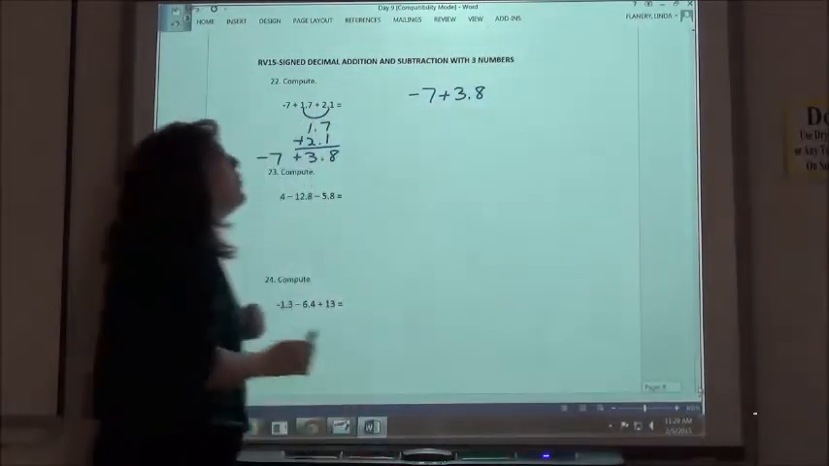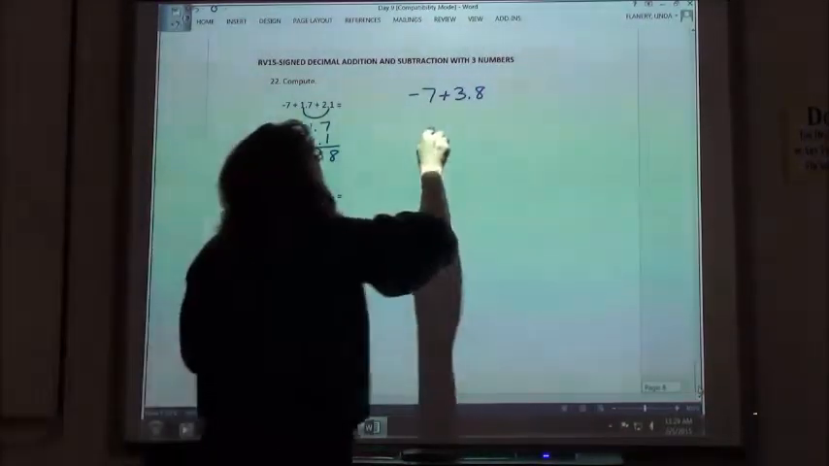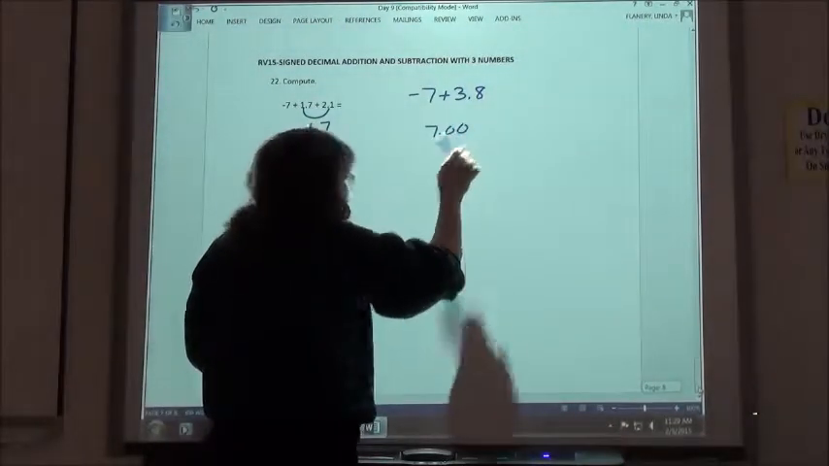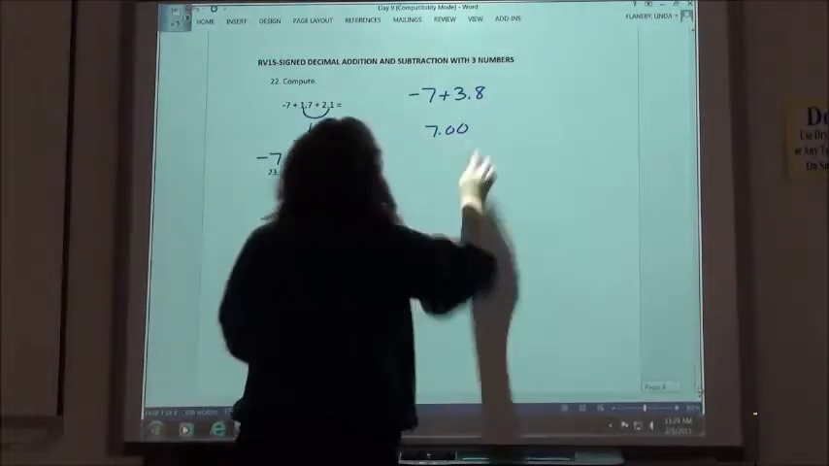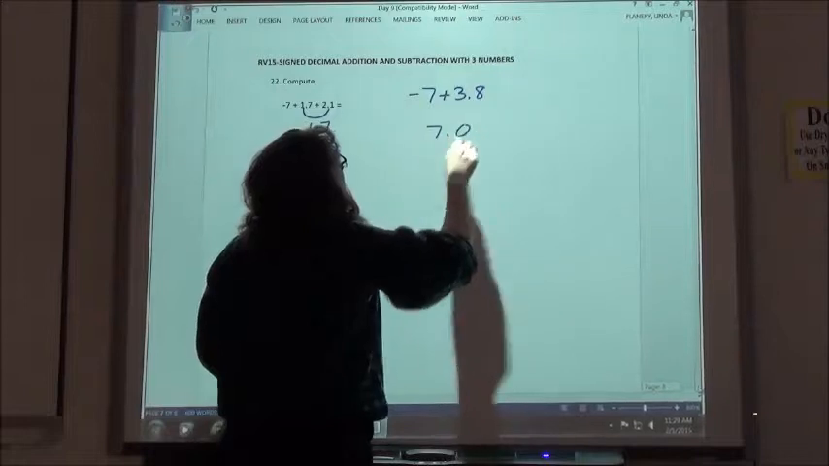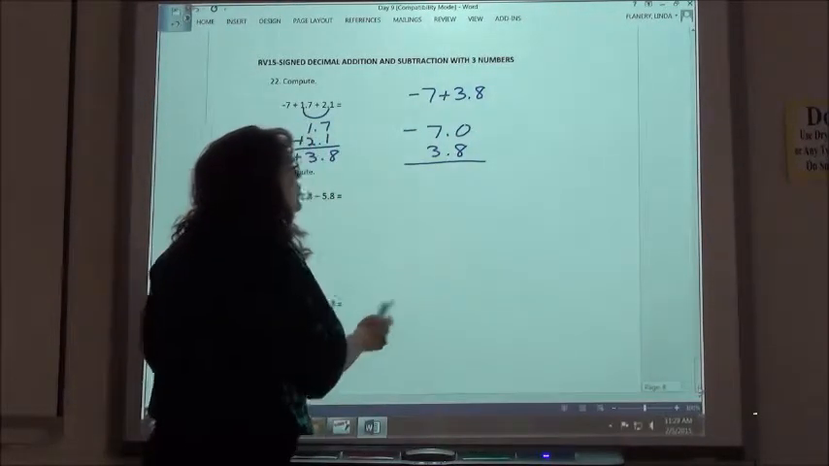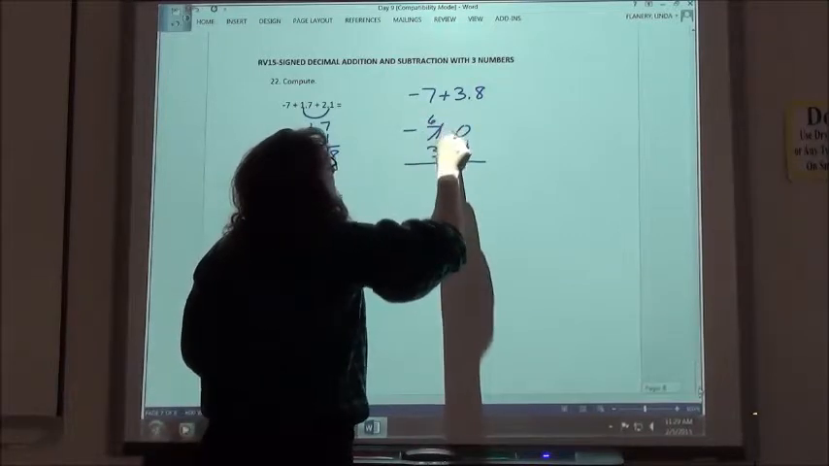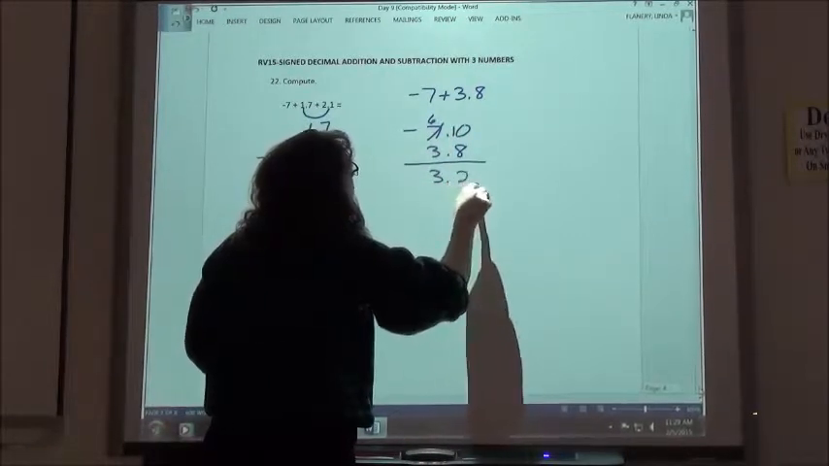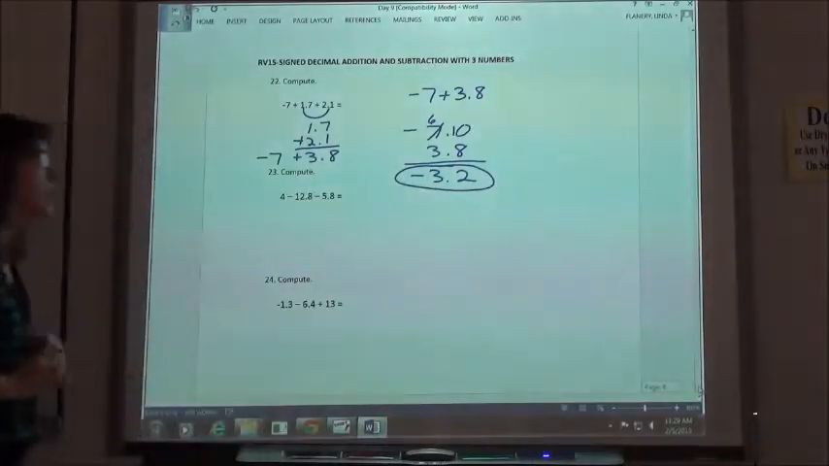So I think about my rules. I have to subtract and take the sign of the larger one. So I'm going to take my bigger number, oops, I don't need 2 zeros on the end of that, I just need 1, my bigger number, and subtract my smaller number, and I'm going to take the sign of the larger. So I'm going to subtract, and I'm going to get 3.2, the bigger one was negative, so -3.2 is going to be my answer.